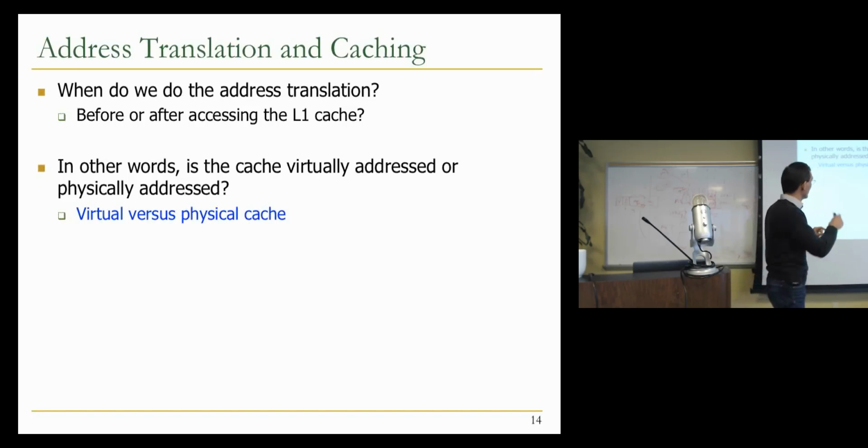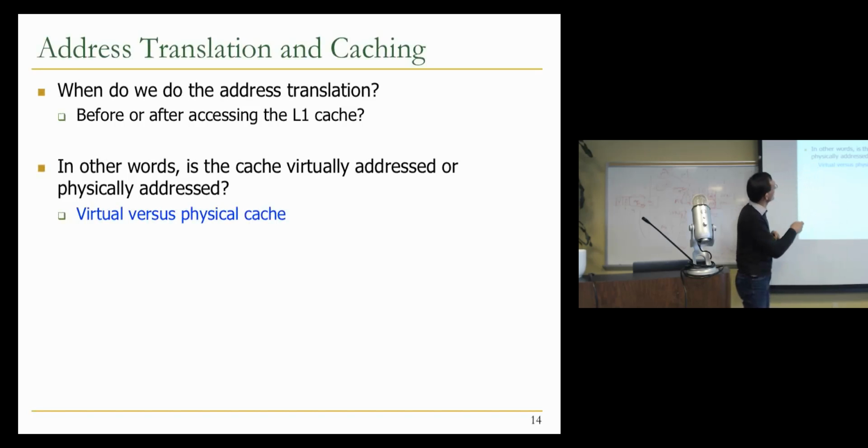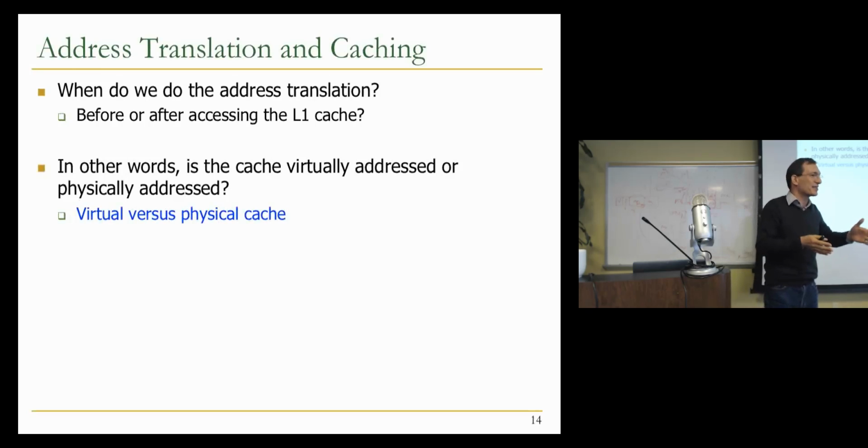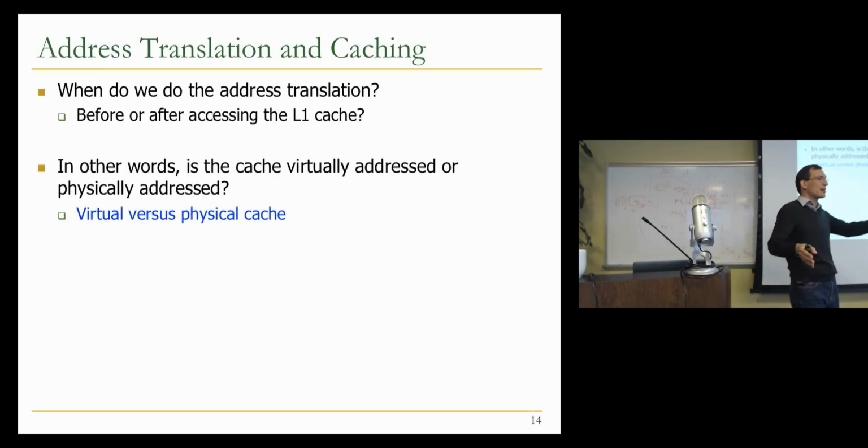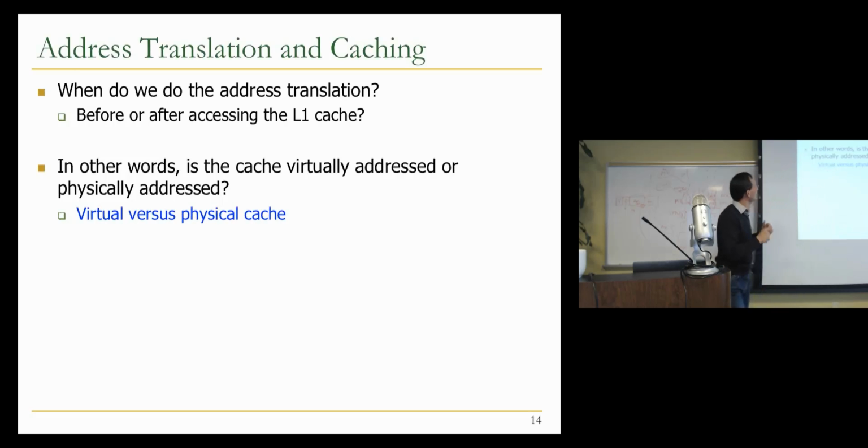So in other words, is the cache virtually addressed or physically addressed? Because if you want to access a cache before doing the address translation, before accessing the TLB, you only have the virtual address. Right? You need to cache virtual addresses. If you do it after, you can cache physical addresses. But now your TLB is on the critical path of data access, and now you have longer latency to access the data that you need for the load. So this determines the difference between virtual and physical cache.